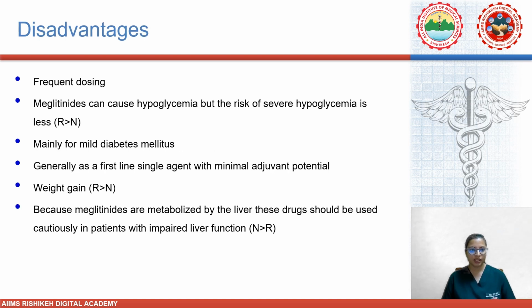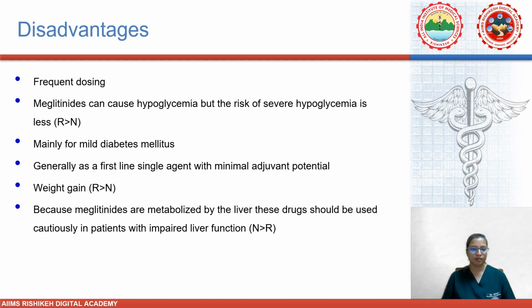What are the disadvantages? We need to give frequent dosing. Meglitinides can cause hypoglycemia, but the risk of severe hypoglycemia is less. And mainly they are for mild diabetes mellitus and generally as a first line single agent with minimal adjuvant potential. They can lead to weight gain, which is more with repaglinide as compared to nateglinide.